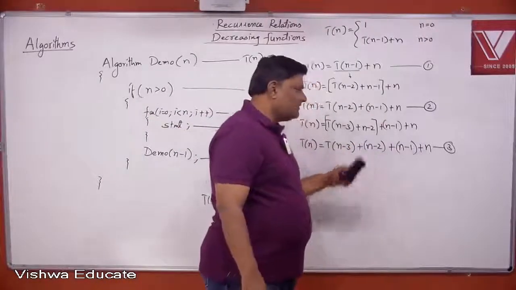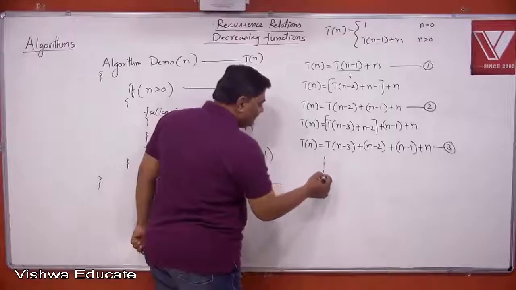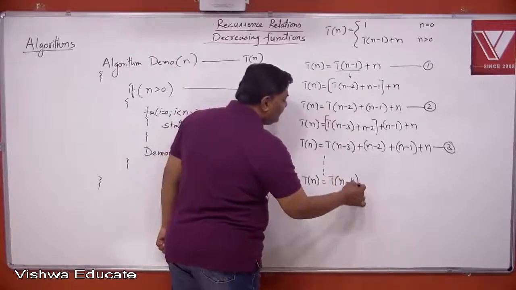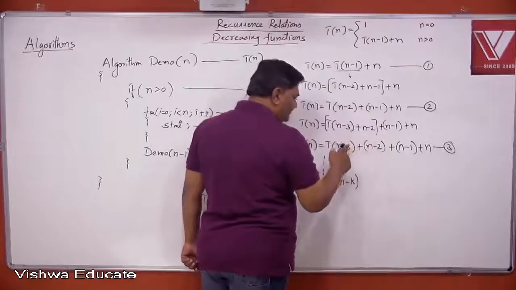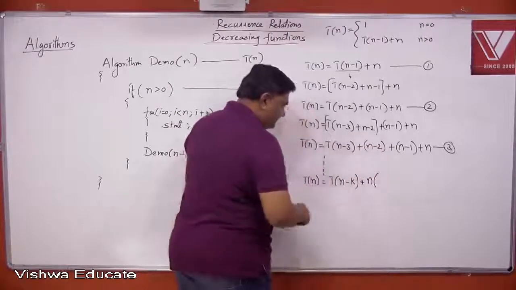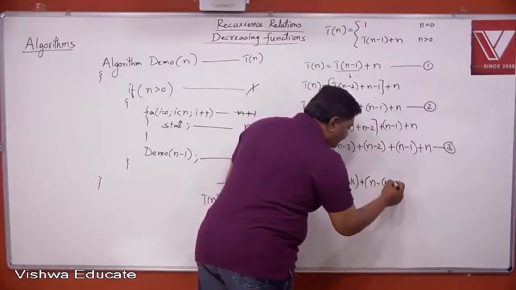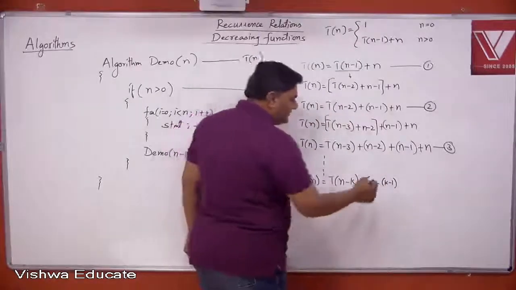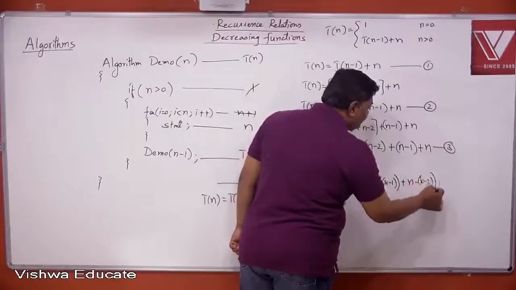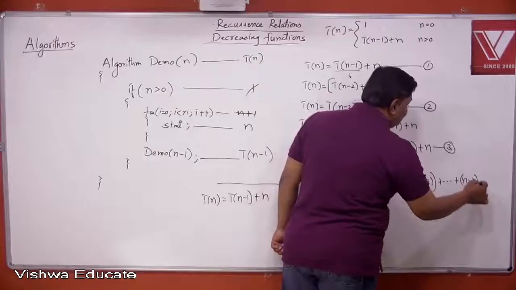n minus 1, n minus 2. This is Tn minus 3, Tn minus 3. Continue for k times. So Tn is equal to Tn minus k. When this was 3, this was 2. So when this is 4, this will be 3. When this is k, this is n minus k minus 1. Then the next term will be n minus k minus 2. Then plus it goes on to n minus 1 and n.